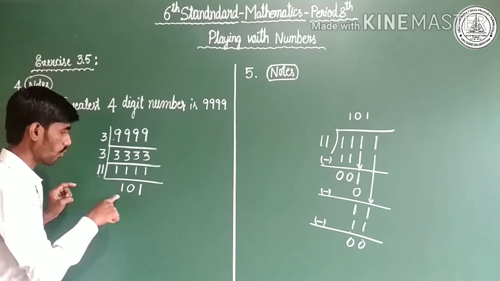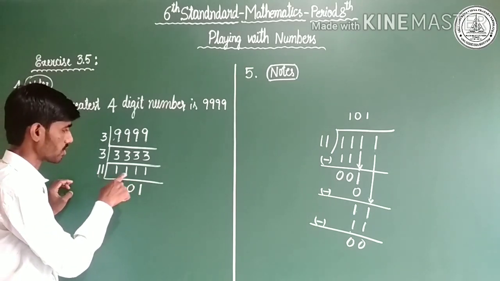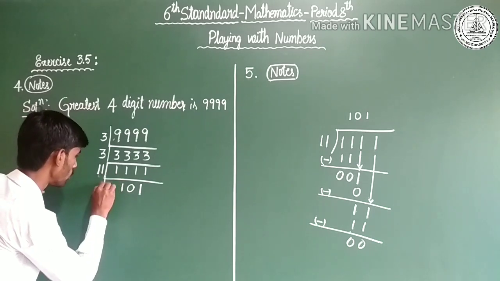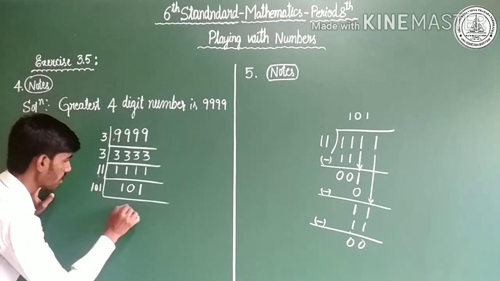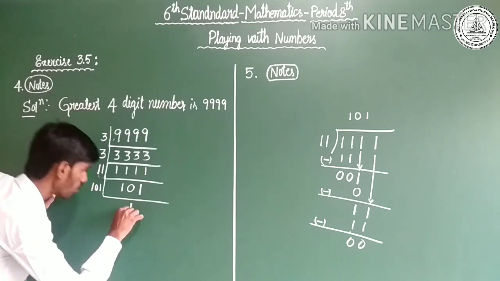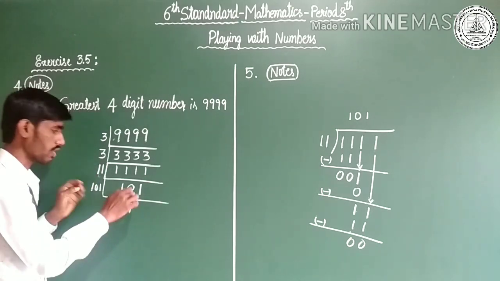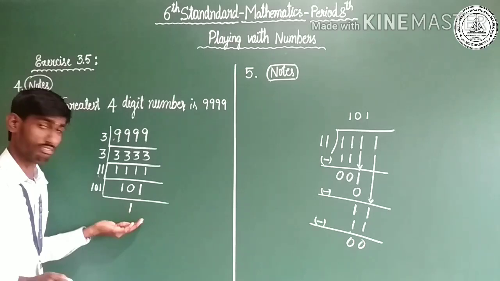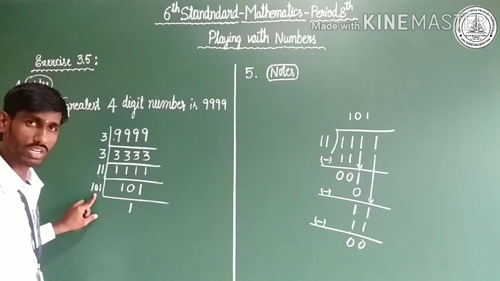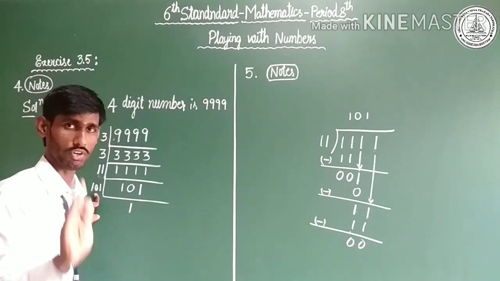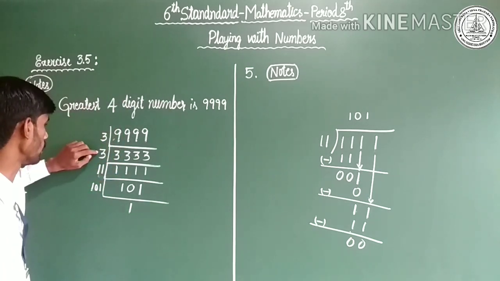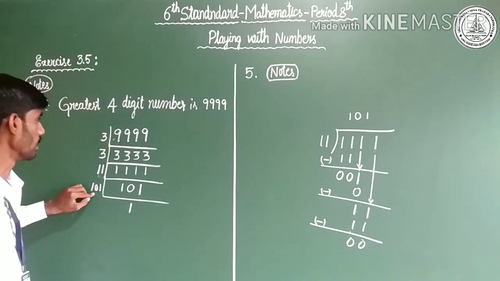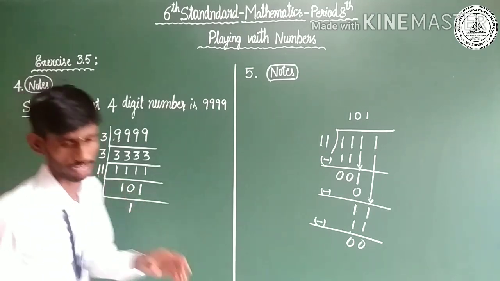Eleven ones are 11, 11. Next, 101 into 101, 101 into 1 jar, so finally we got 1. 101 is a prime number. Of course, it is a prime number. Chotu, 3, 3, 11, 101. It is the representation of prime factors.